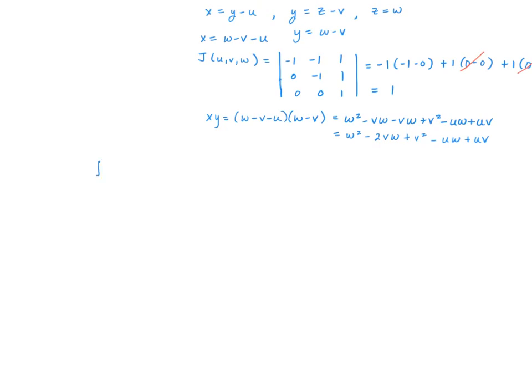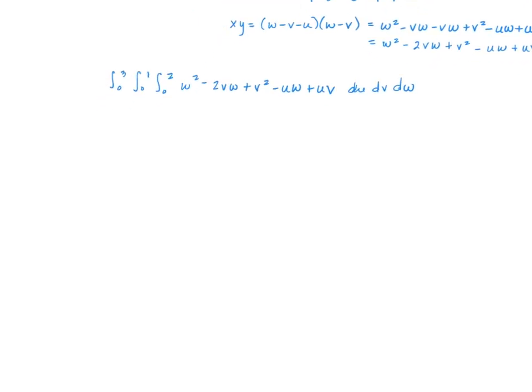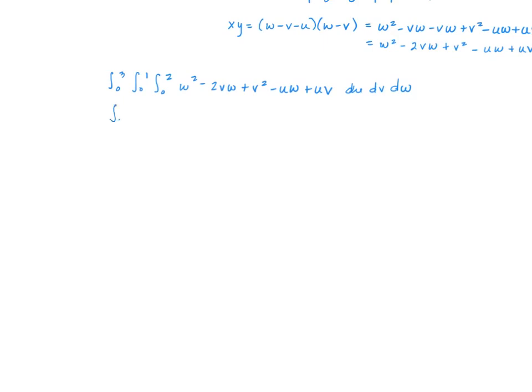Okay, now let's set up our integral. So our integral, why don't I go du, dv, dw? They're all constant limits of integration. So if w is the outer, that was 0 to 3. V went from 0 to 1, and then 0 to 2 for u, with w squared minus 2vw plus v squared minus uw plus uv du dv dw. Fun. Okay, so now it's just a matter of powering this all out.